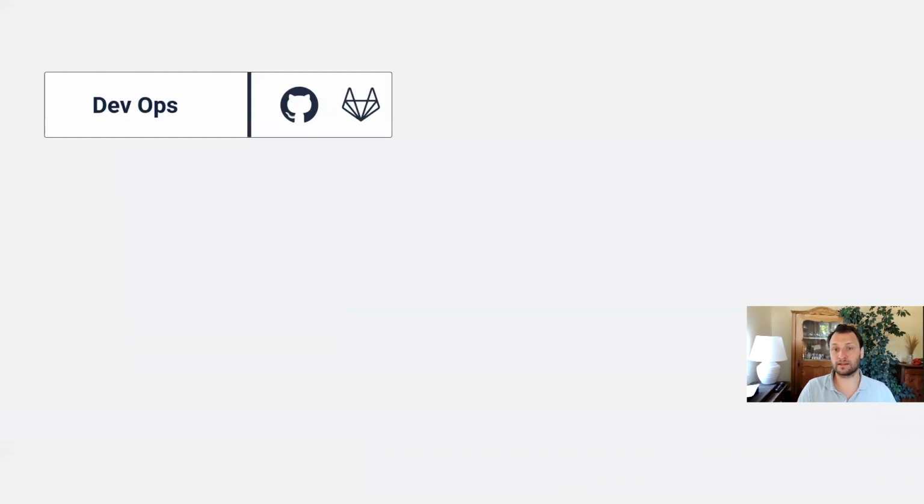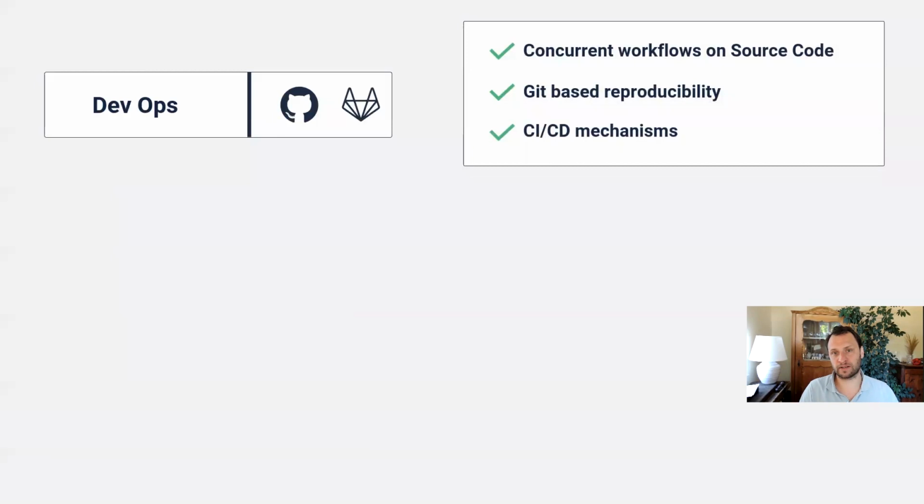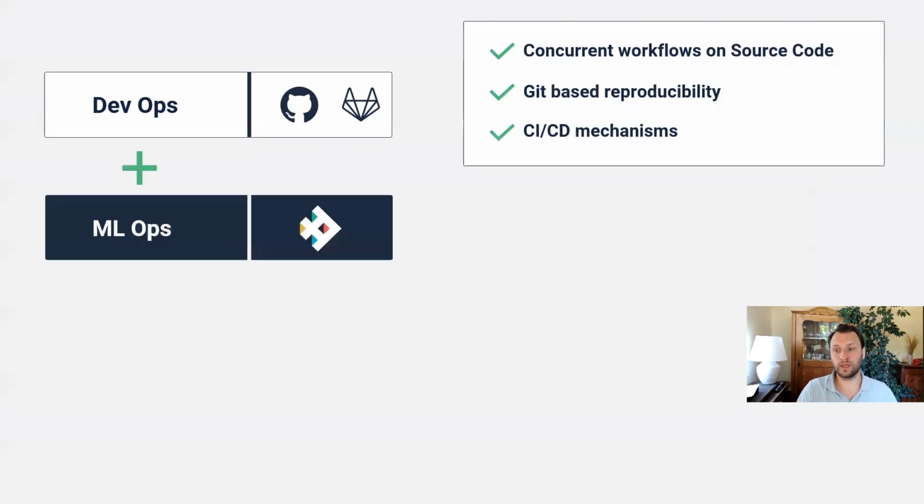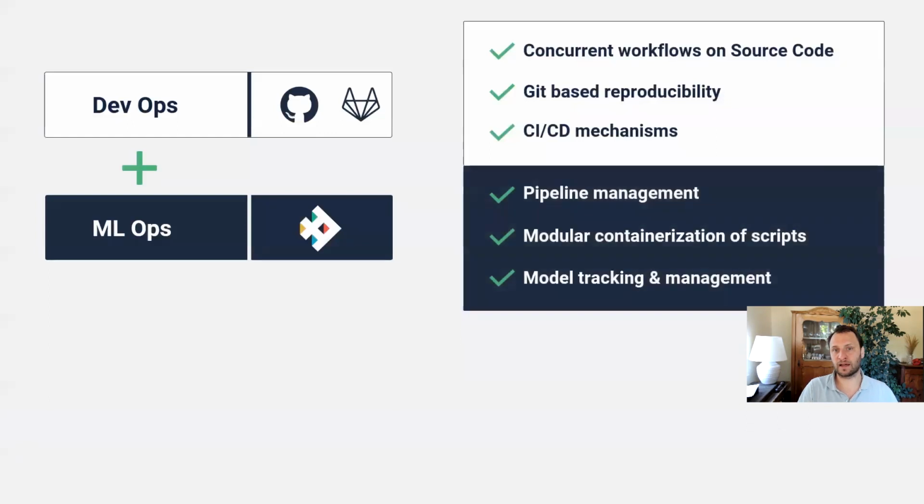On a little bit more technical side, our objective is to use existing best practices known from software engineering and encompassed in the term DevOps, and also known from platforms like GitHub or GitLab. And we add machine learning specific tasks on top of that. So this is pipeline management, modular containerization of scripts so that everyone can use them and reuse them at any given time, model tracking and management, and a little bit later on also the deployment stage.